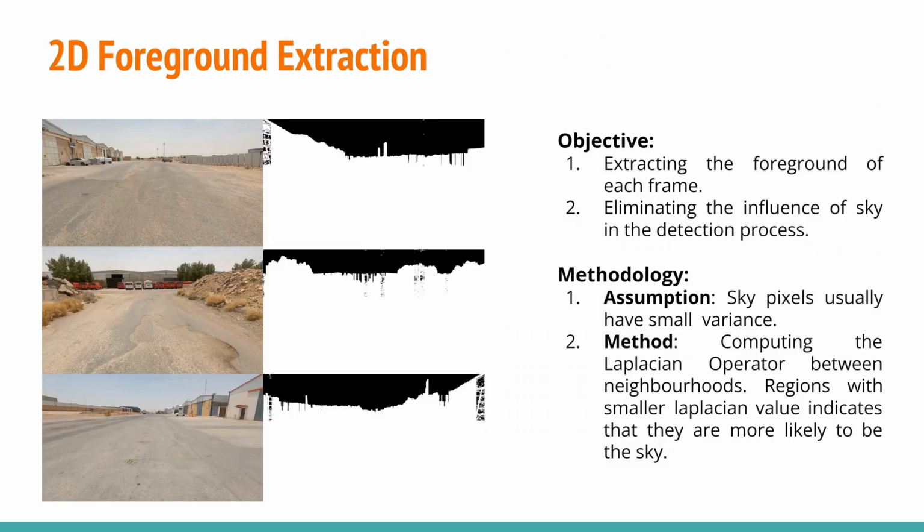And here is an overview of our 2D foreground extraction. Considering that we only care about the pavement condition in the foreground, we applied an efficient foreground extraction algorithm to eliminate the influence of the sky in each frame. This method relies on the assumption that sky pixels usually have small variance. We can notice from samples presented on the left side that our algorithm could efficiently mask the sky in each frame.